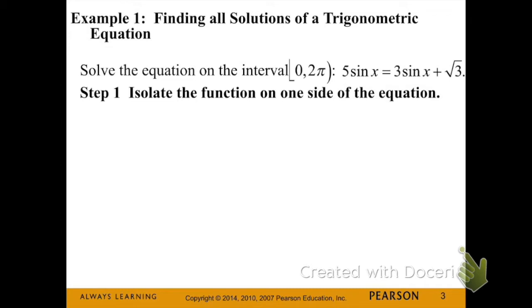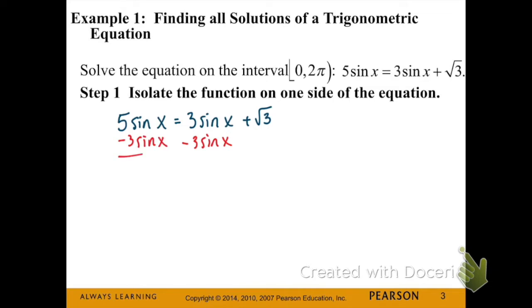So first of all, we're going to take our equation and isolate the trig function. So I'm going to solve for sine of x. First thing I do is subtract over the 3 sine of x. And then I'll divide by 2. And at this point, I have isolated the trig function on one side.